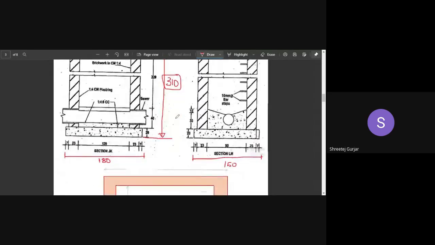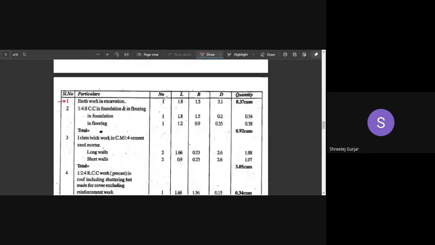Then for a PCC bed, the PCC bed is 180 into 150 into thickness. The thickness is 20. This is for the CC bed. Now, moving on next.